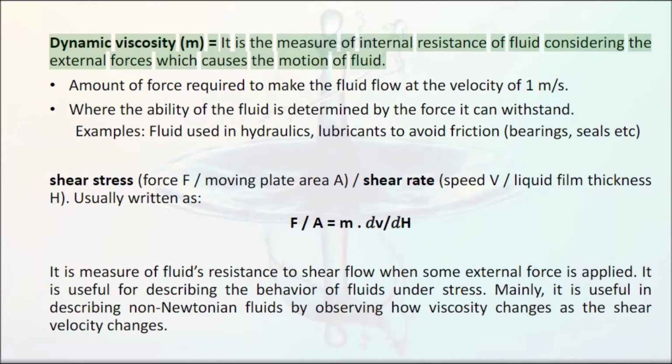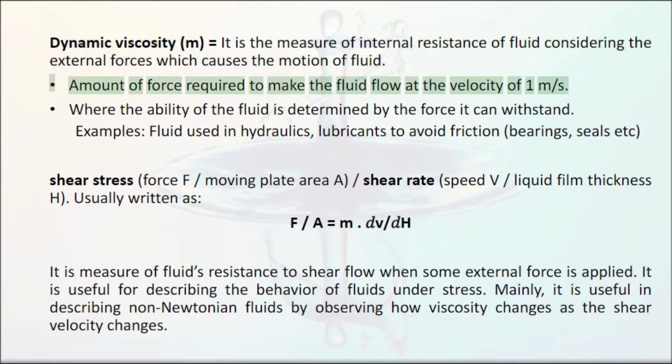Dynamic viscosity, mu, equals tau over du by dy. It is the measure of internal resistance of fluid considering the external forces which causes the motion of fluid. Amount of force required to make the fluid flow at the velocity of 1 m/s, where the ability of the fluid is determined by the force it can withstand. Examples: fluid used in hydraulics, lubricants to avoid friction, bearings, seals, etc.